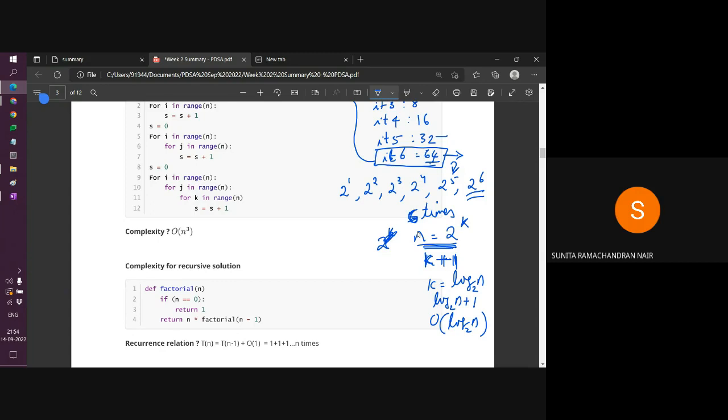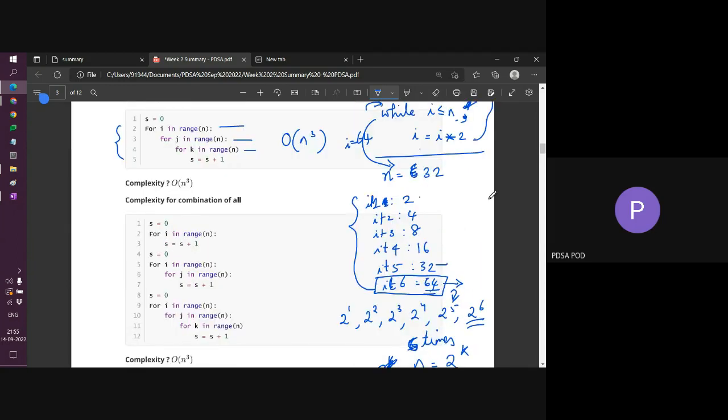Ma'am, is it always to the base 2? Is there any case where we have a different base? No, that's because we have put it as i equal to i into 2. If I have i into 3, then probably it will be to the base 3. But please understand that log n to the base 2 and log n to the base 3 can be converted using a constant factor. So whatever the base, we'll simply write it as log n. It doesn't matter whether it is log n to the base 2 or 3 or whatever, as long as it's a constant.